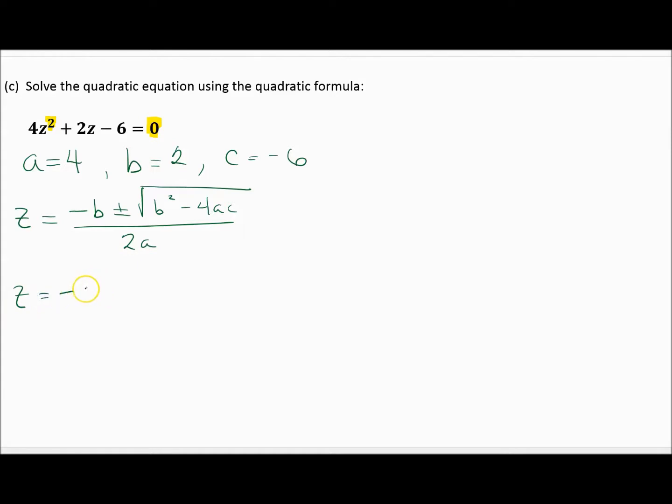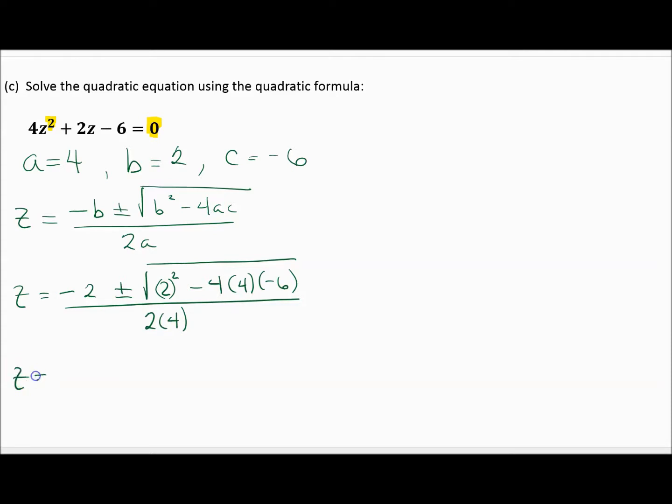Negative 2 plus or minus the square root of 2 squared. Now notice I didn't put parentheses around the 2 that time. There's nothing wrong if you do, but I didn't have a negative b this time, so they weren't required. So minus 4 times a, which is 4. My c is down there, it's -6. All over 2 times 4.